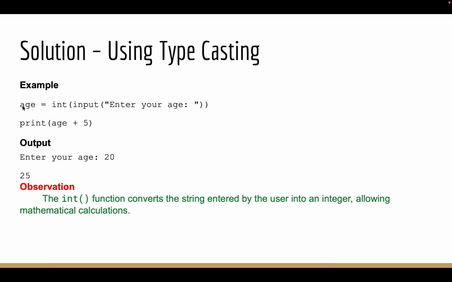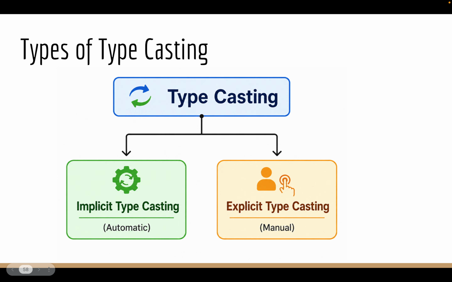So age equals int(input("Enter your age")). So the int operator here is used to convert the string to integer data type. So this int() function will convert the age 20 into integer data type, and then we are performing addition. That is how we get the output 25 here.